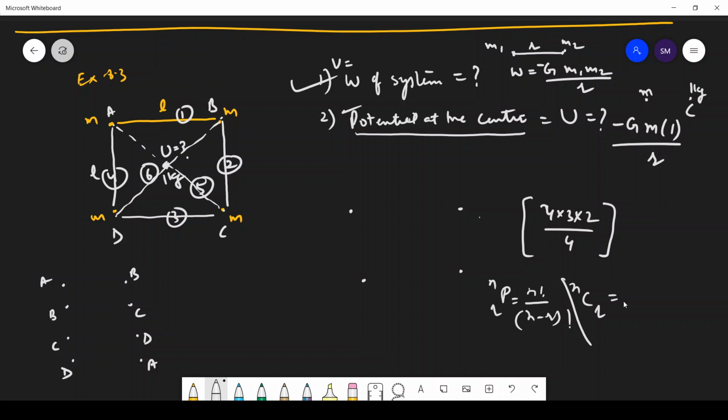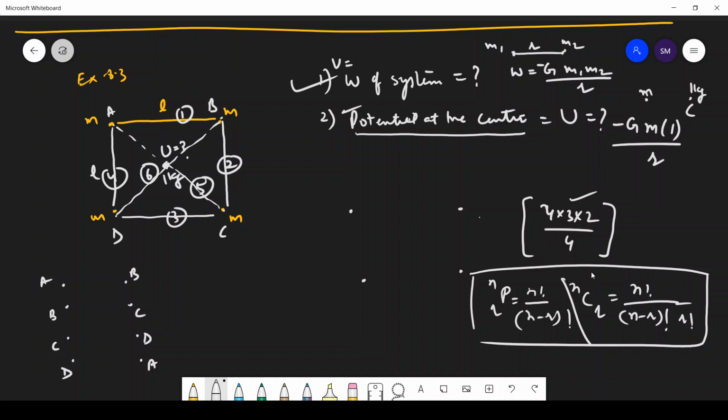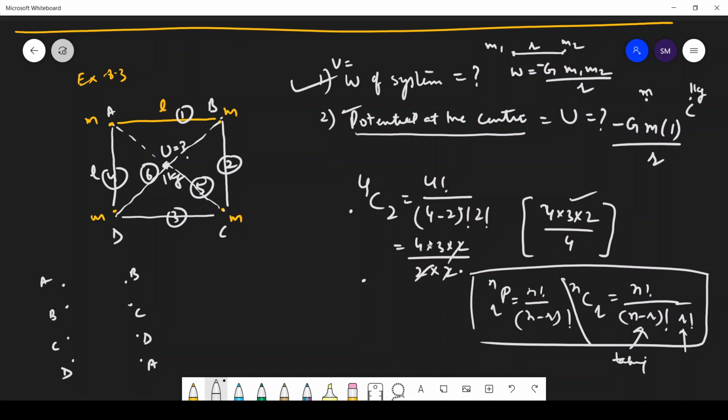Okay, what about this one? n factorial upon n minus r factorial. So which formula have I used here? So n is 4. So how many combinations of 2 can be possible? So total I have 4, and combination of 2, so arrangement doesn't matter. So what I am taking and what I am not taking. I am taking 2 at a time, right? So 4C2 is 4 factorial upon 4 minus 2 factorial into 2 factorial. That equals 4 into 3 into 2 divided by 2 into 2, so I get 6.